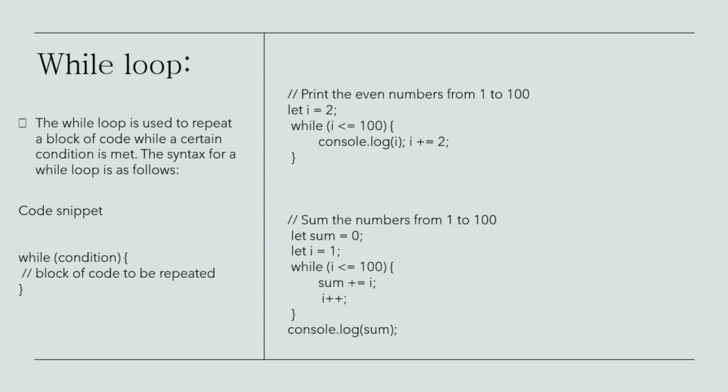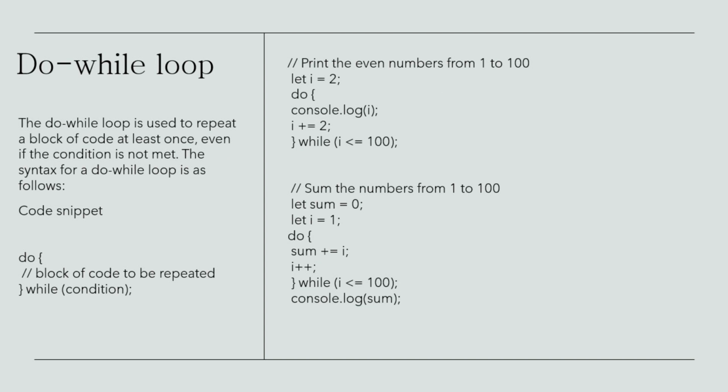Moving on, we have the while loop. This loop repeats a block of code while a certain condition is met. Here's the syntax. In this example, we use a while loop to print the even numbers from 1 to 100. We initialize i with the value 2 and continuously log i to the console until i becomes greater than 100.